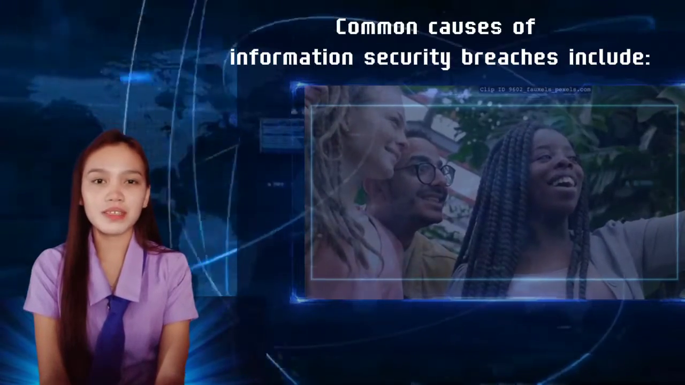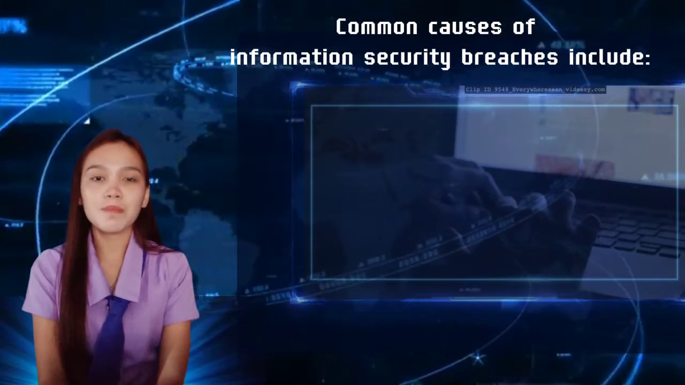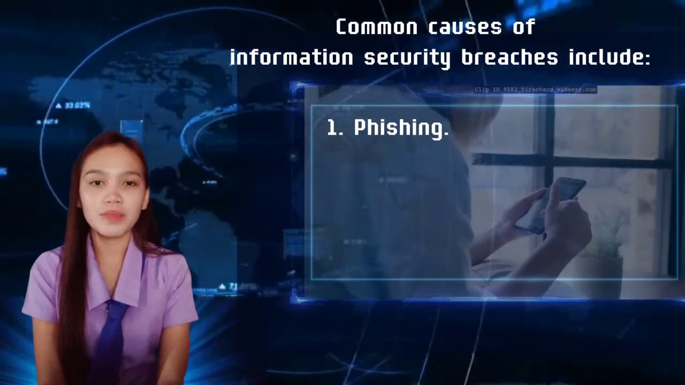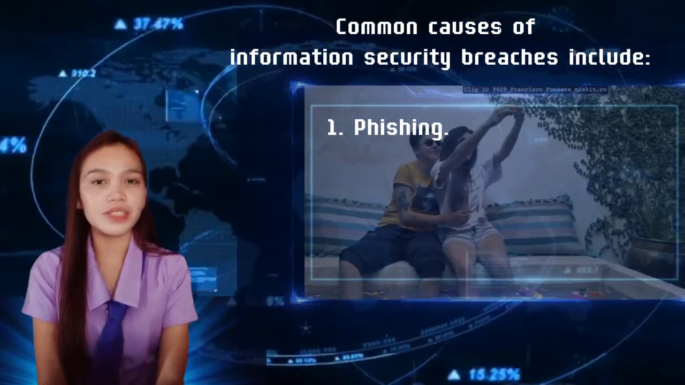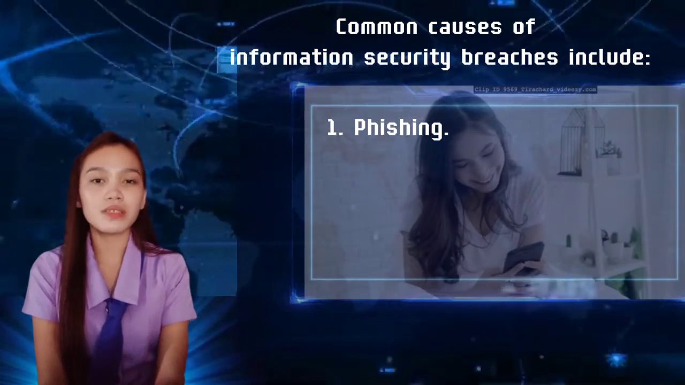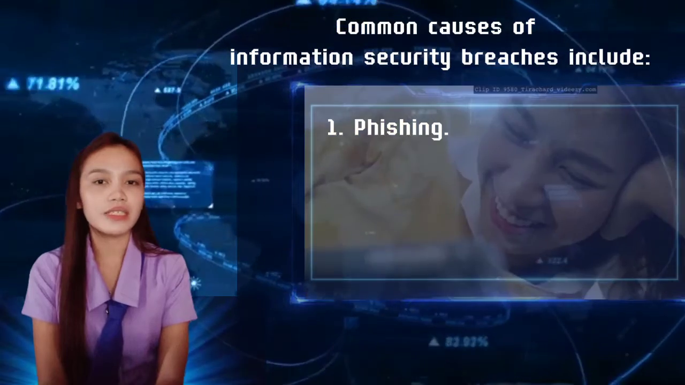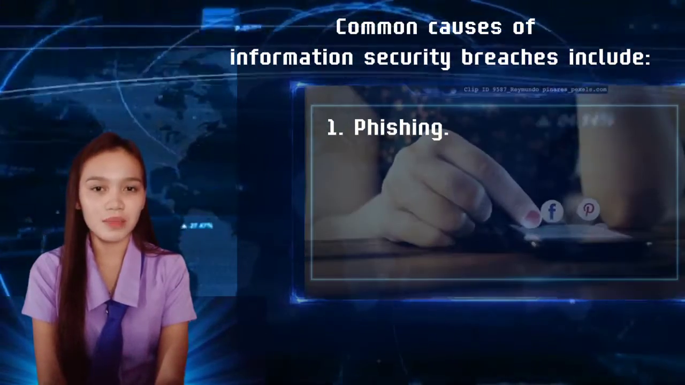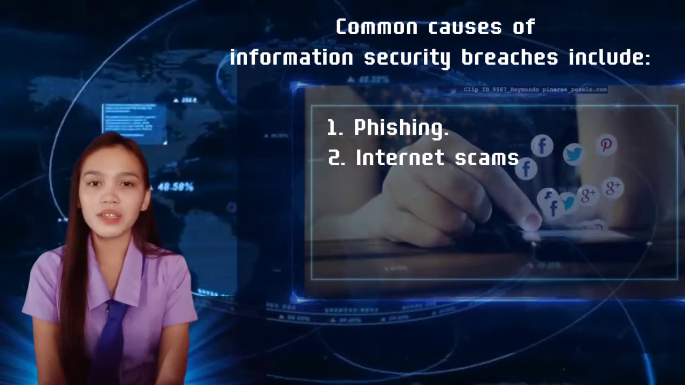Common causes of information security breaches include: first is phishing. It is a common type of scam in which the scammers disguise as a trustworthy source in an attempt to obtain private information such as passwords, credit card information, and the like, through the use of fake websites that look identical and legitimate. Next is the internet scams.